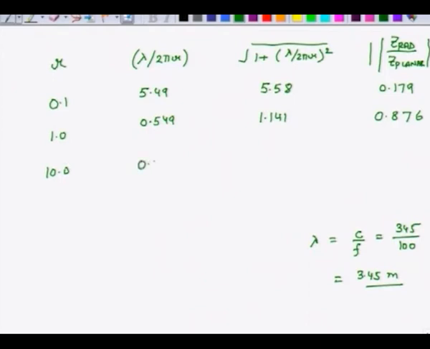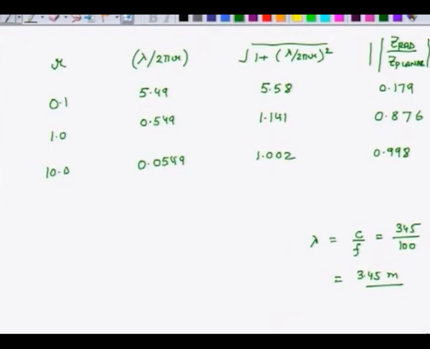So, this number is 0.0549. The square root term is 1.002 and the magnitude of the ratio of radial and planar impedances works out to be 0.998. So, there you have it.